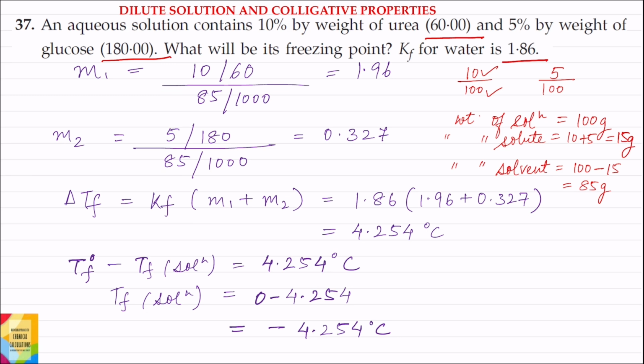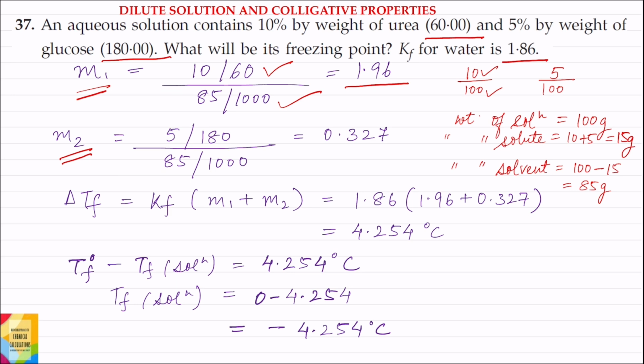Now molality of solution with respect to urea and molality of solution with respect to glucose find out करेंगे. Let the molality of solution with respect to urea be m1, और ये हो जाएगा moles of urea, that is weight of urea divided by molecular weight of urea, that is 10 divided by 60, divided by weight of solvent in kgs. अब weight of solvent है 85 ग्राम, इसको convert करेंगे kgs में तो ये हो जाएगा 85 divided by 1000 kg. So molality of solution हो गया 1.96.